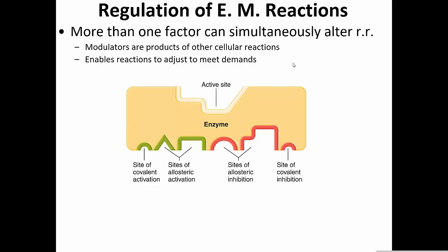This allows the cell a great deal of flexibility. It's not just turning the enzyme off or turning it on, but it can adjust the rate at which an enzyme is working at any given time to meet the needs that the cell has for a particular product at a particular point in time.